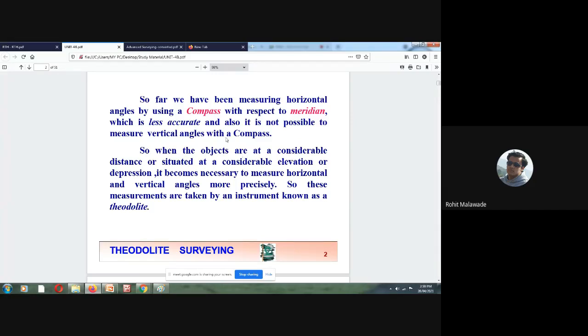As I have just told, your compass is restricted to taking the horizontal angle, whereas the vertical angle is not possible with a normal compass. When the objects are at a considerable distance or situated at a considerable elevation, I am using both words, distance and elevation. I hope you understand: the distance is the horizontal distance, and elevation is the difference in height.